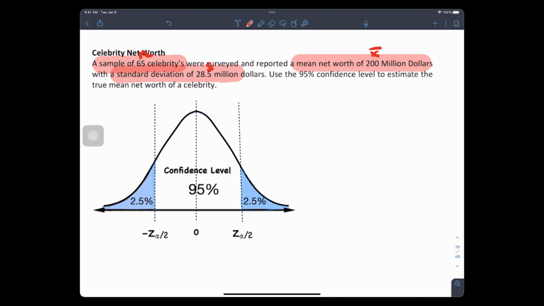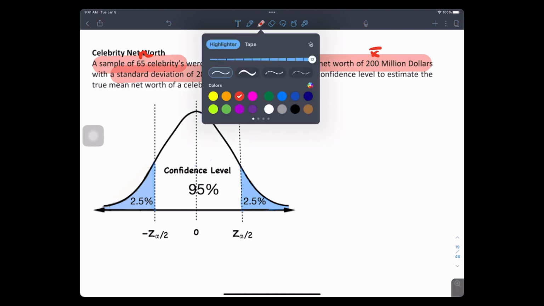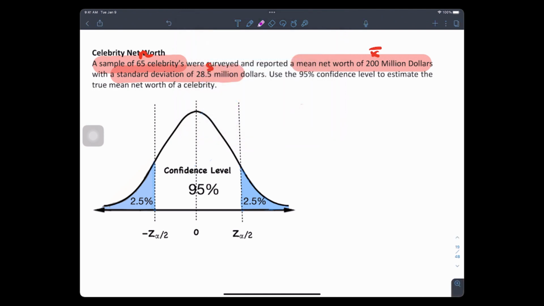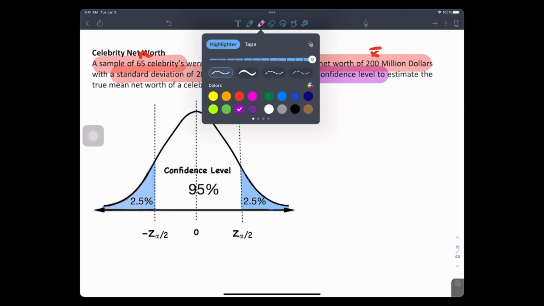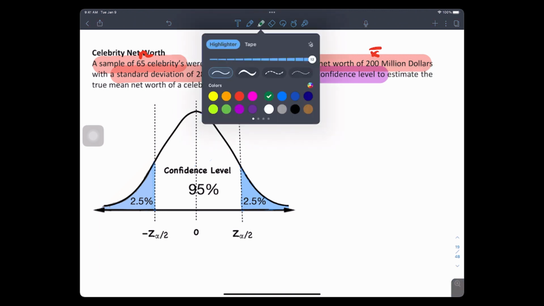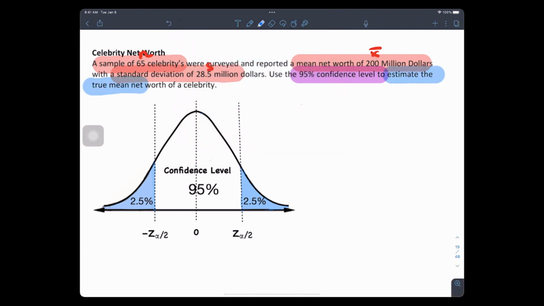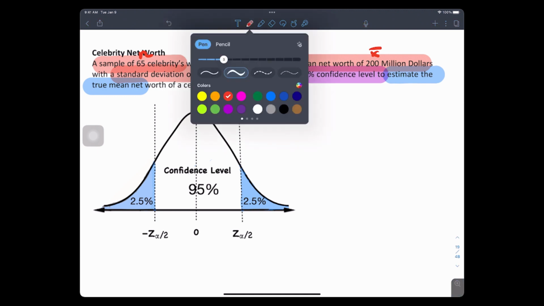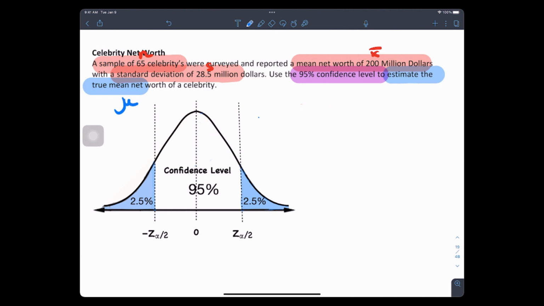Okay, use the 95% confidence level to estimate the true mean. So there's more than 65 celebrities, I guess. And so this is estimating the true mean. All right, you guys okay with that?